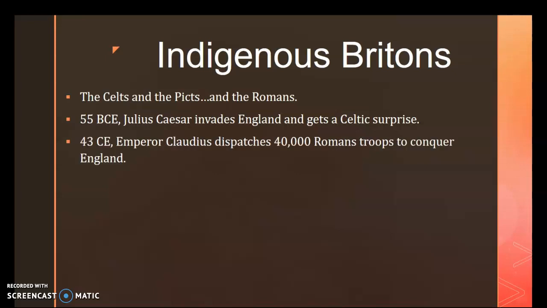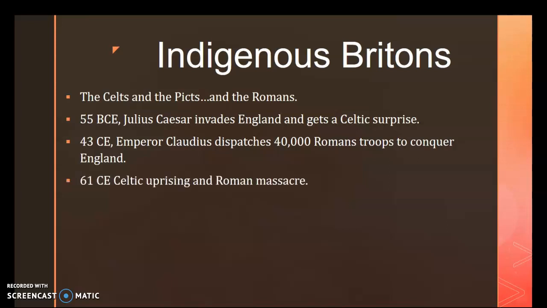Nearly 90 years later, in 43 CE, Emperor Claudius dispatched a force of 40,000 Romans to conquer England. Upon arrival, the Romans subdued the indigenous peoples and set up outposts for trade and primitive colonies. Some of the native Celts adapted to Roman language and rule, but many of them didn't appreciate the new Roman overlords, quote unquote, as they staged an uprising in 61 CE.